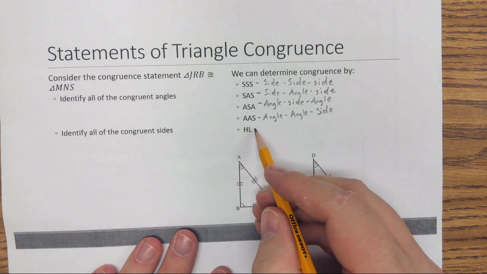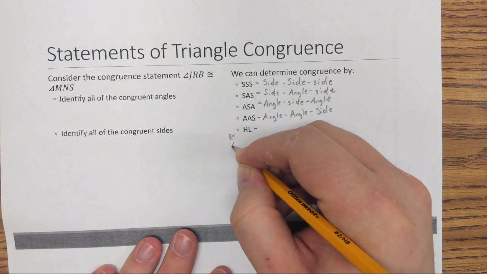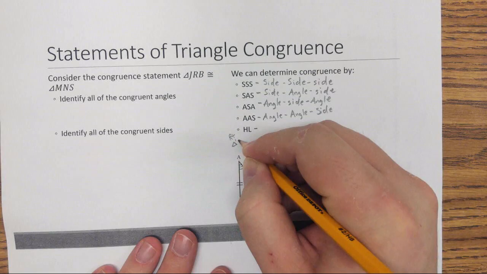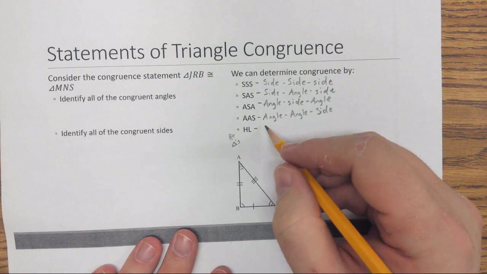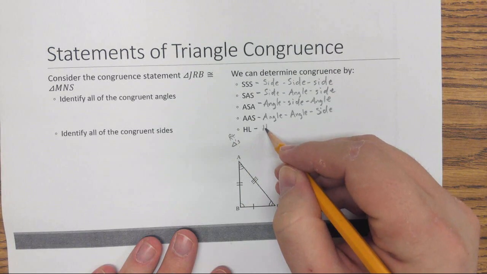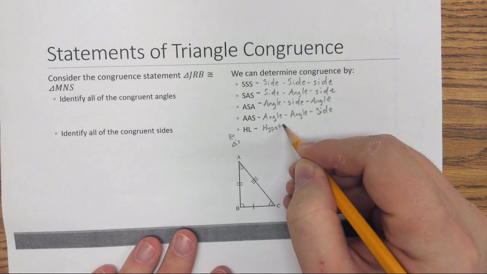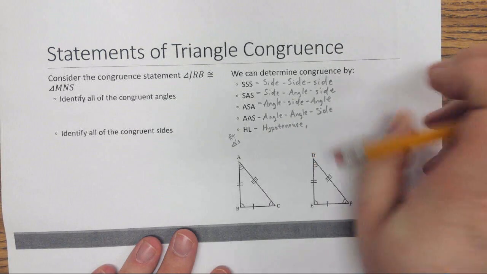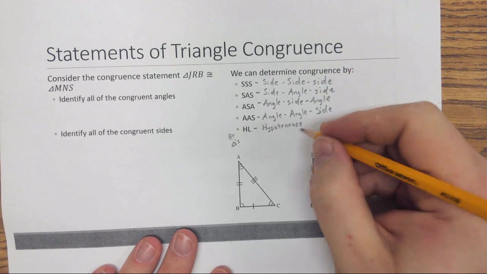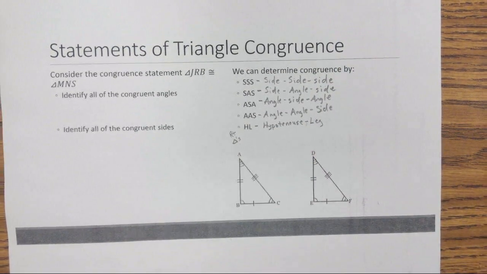This last one is a special one and only works for right triangles. So if you've got a right triangle, then you can say that the triangles are congruent by hypotenuse, leg. Okay?